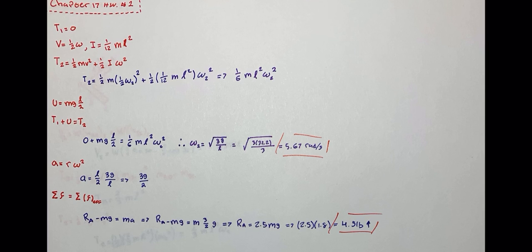We also know that A is equal to R times omega squared. We know R is L over 2, and omega should be the square root of 3g over L, and since it's squared, we can just get rid of the square root, and we get A is equal to 3g over 2. And if we take the sum of the forces, we can get RA is equal to 2.5 mg, which is just 2.5 times 1.8, which is 4.5 pounds.